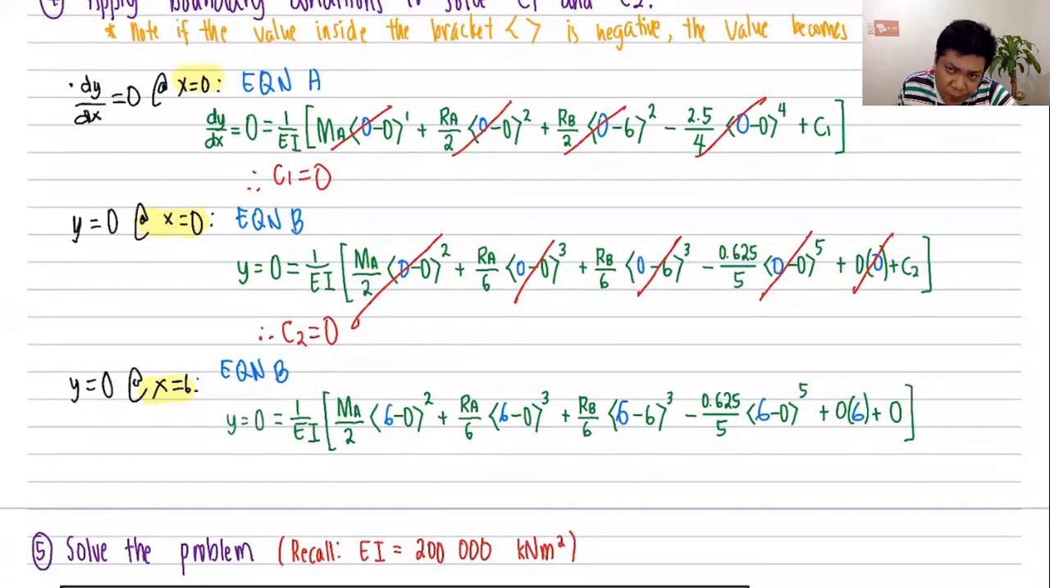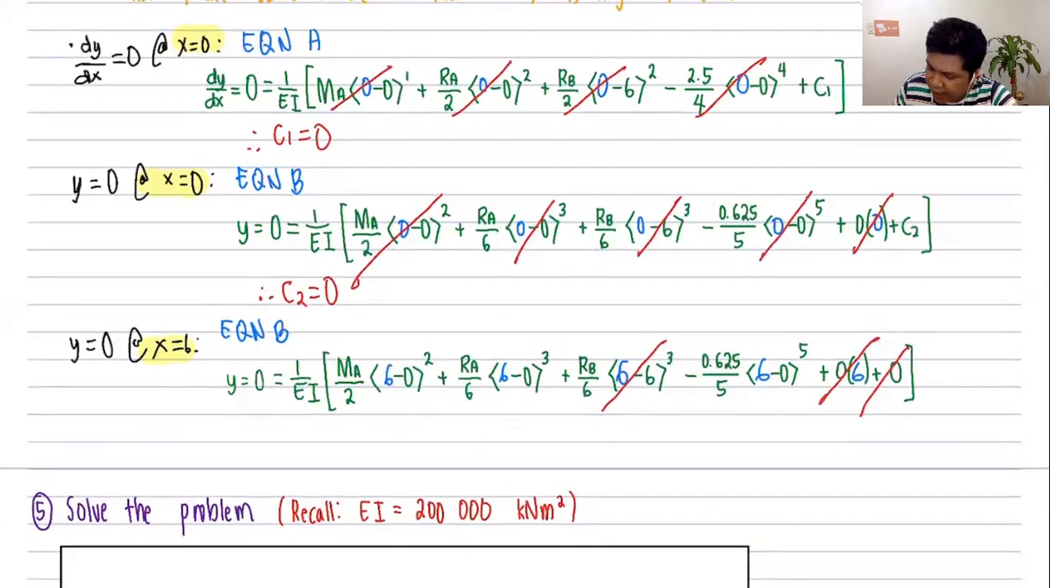6 minus 0, that's positive, so I need to evaluate. 6 minus 6, that's 0, so cancel. 0 times 6, that's just 0. Therefore, once I evaluate, I won't have any numerical answer yet because I have two unknowns in this single equation, MA and R sub A.